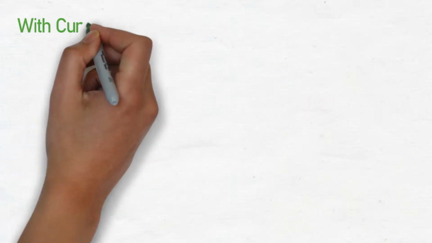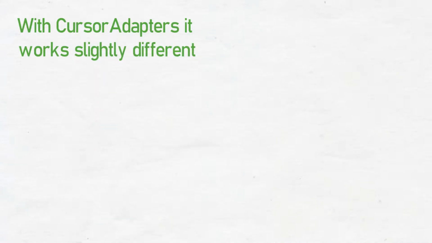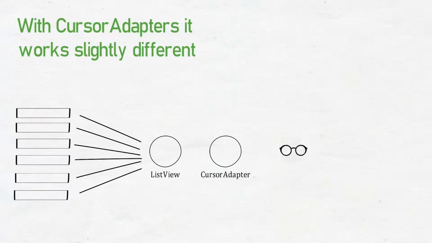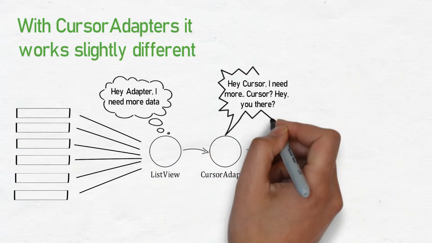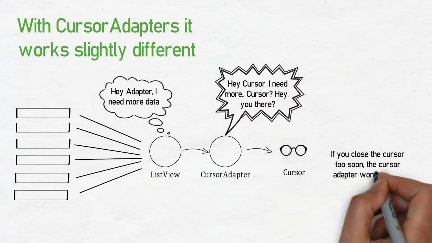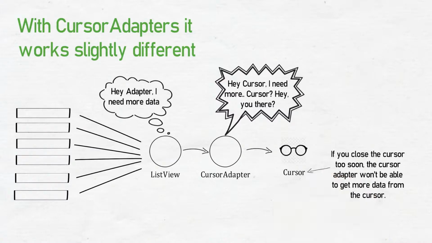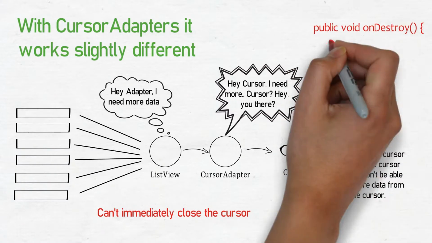When you use a cursor adapter, it works slightly differently. The cursor adapter needs the cursor to stay open in case it needs to retrieve more data from it. This will happen if the user scrolls down the list of items in the list view and needs to see more data. This means that you can't immediately close the cursor and database once you have used the setAdapter method to connect it to your list view.